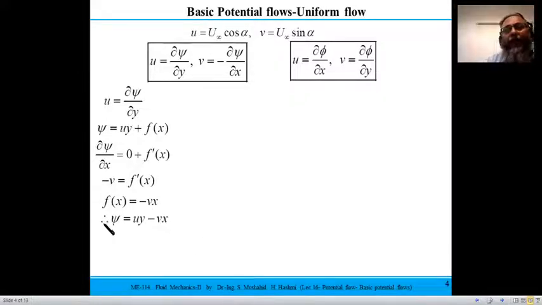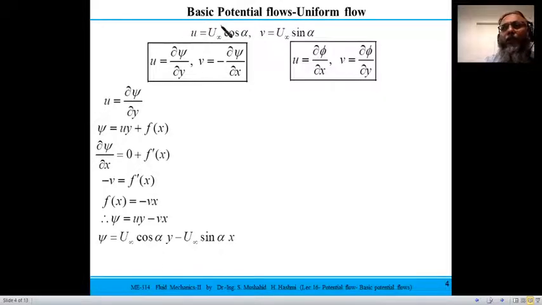So here what I have done is substitute back. Obviously there would be some constant of integration here, but I've just taken it as 0. So I have the expression for f of x, and I have substituted f of x back into this, because that is minus vx. So my expression for the stream function would be u times y plus some function of x, and that function of x here is minus vx.